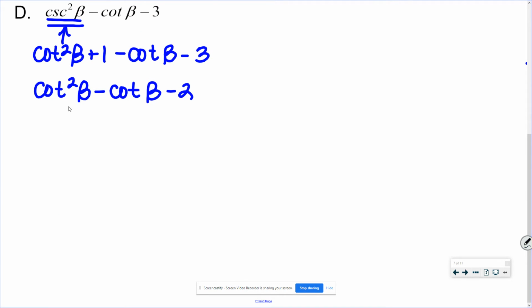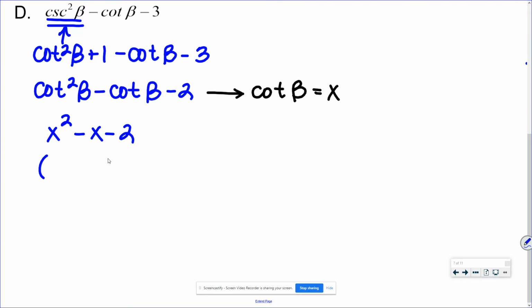Okay, now this is actually something that we can factor. It's just not real obvious probably. So what you would want to do is maybe make that change. Let's change cotangent to x, and then relook at it. So if I change it to x, it'd be x squared minus x minus 2. See how that changed it from something complicated into something that's more familiar?